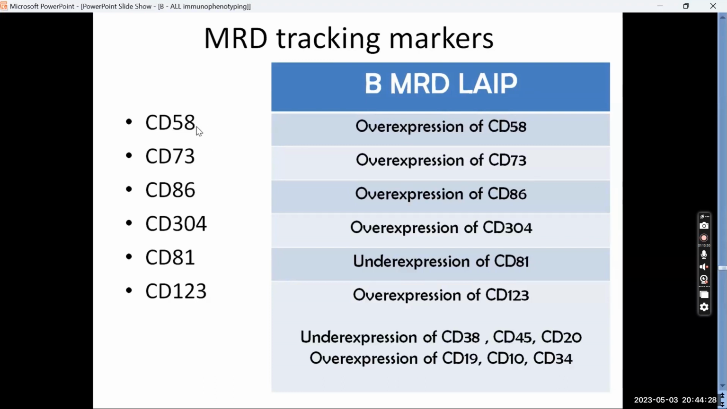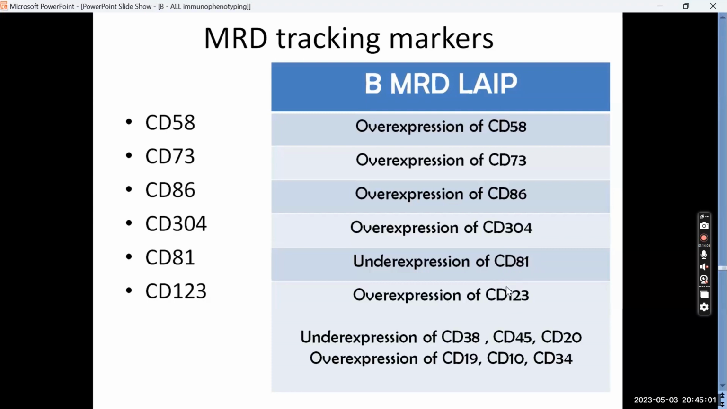like CD58, in which the B-ALL, B lymphoid blast, will show overexpression of CD58 in some cases, whereas hematogones will not show it. Overexpression of CD73 in MRD is a characteristic leukemia-associated immunophenotype, which hematogones will not show. CD86, CD304, CD81. Underexpression of CD81 is a leukemia-associated immunophenotype, because hematogones will not show underexpression of CD81. They show normal, moderate CD81 expression.